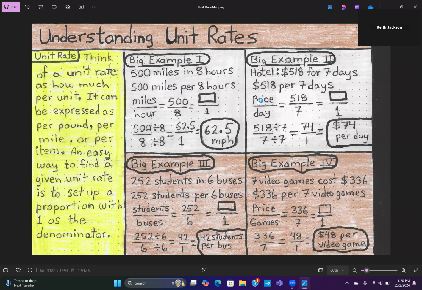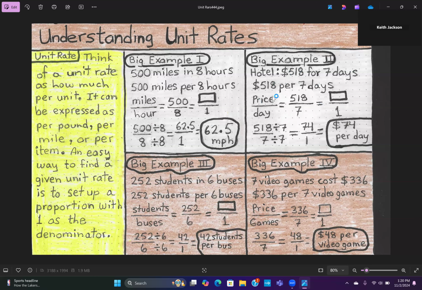And let's go to big example 2, in which we have, let's say while we're driving, of course, we probably need to stay at a hotel. And we have this deal right here in which you can spend $518 for 7 days. Okay, so that's the ratio, $518 per 7 days. But what is the unit rate? How much is it per day?